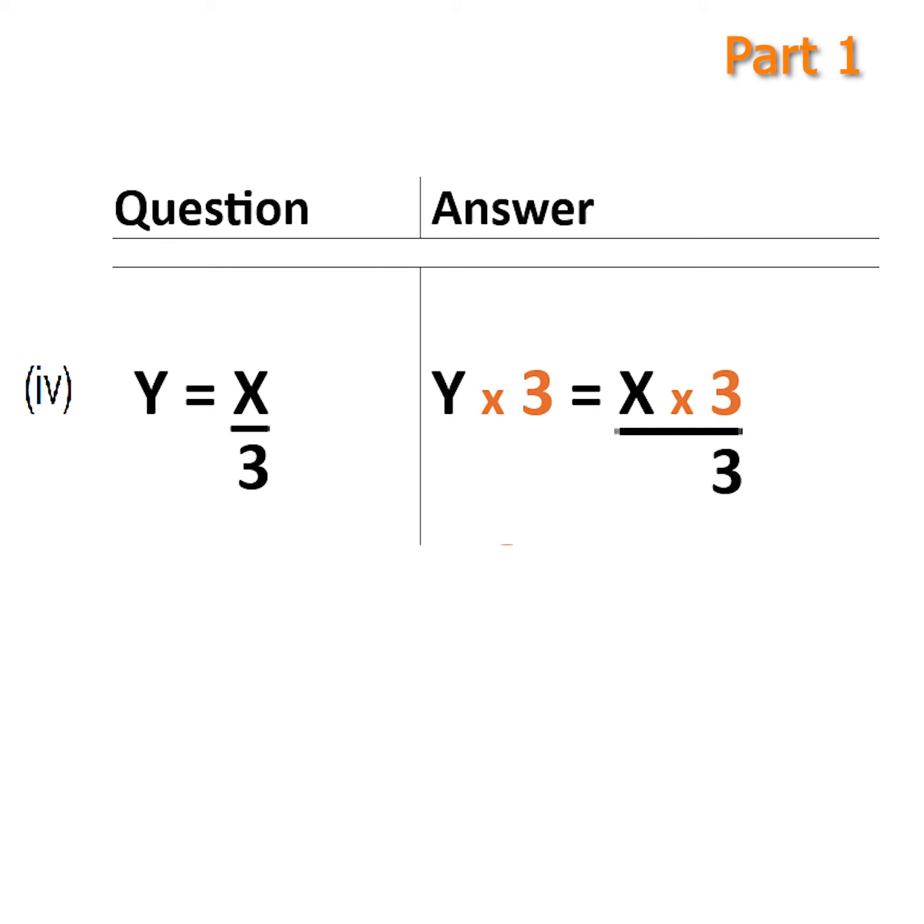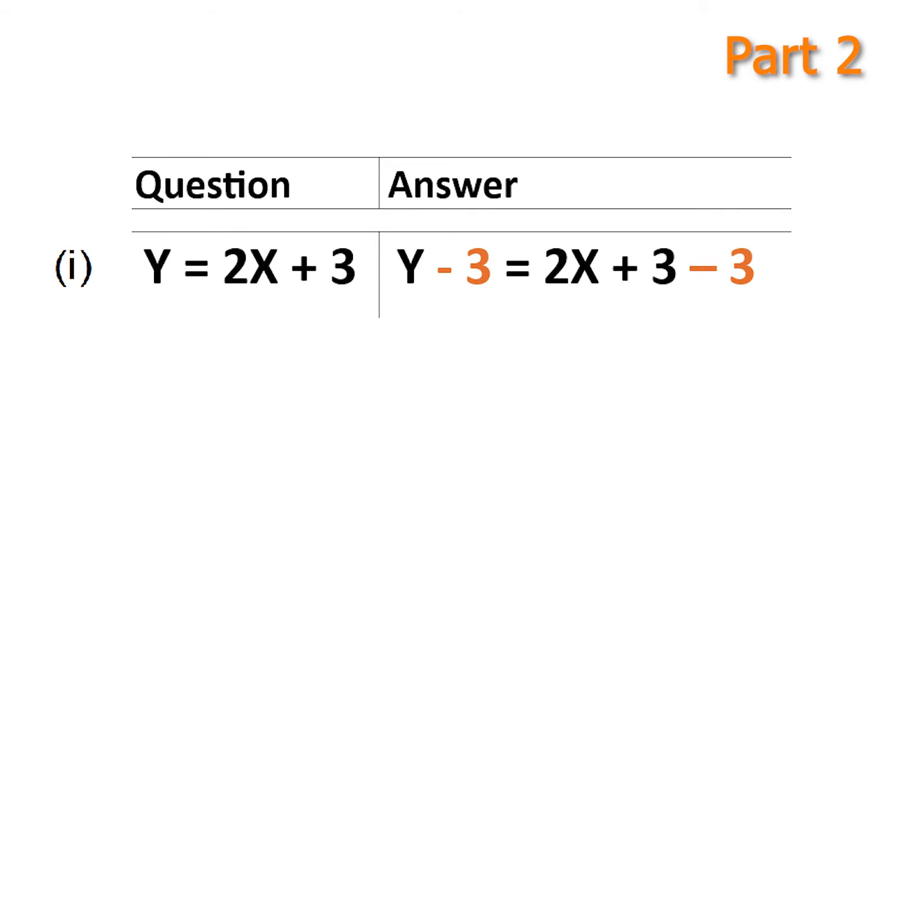Finally, in part 1, question 4, y equals x divided by 3. To leave x on its own on one side of the equation, we need to remove the 3 that's dividing x. We can do this by multiplying both sides of the equation by 3, leaving us with y multiplied by 3 equals x, or x equals y multiplied by 3.